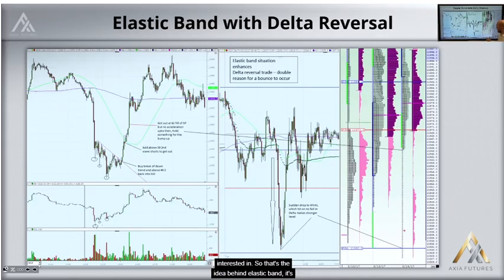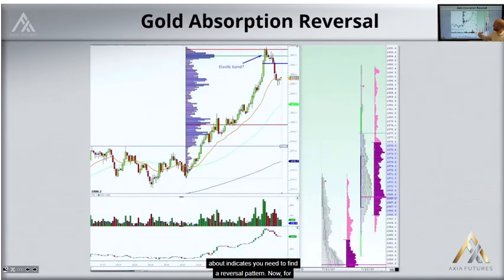So that's the idea behind the elastic band. It's about indicators you need to find a reversal pattern. Another example of this, using less of an accelerated move, but instead a slow, low volume drifting move. Same kind of principle, that this drags the market away from value. And because it's slow and light volume, it doesn't shift value higher because we don't do any work to get here. It's more a case of sellers getting out the way as buyers come to buy.